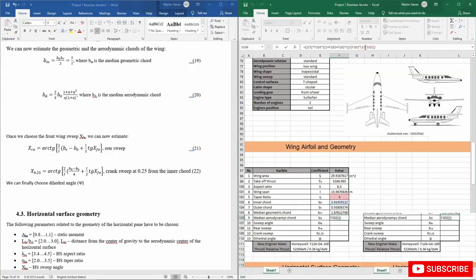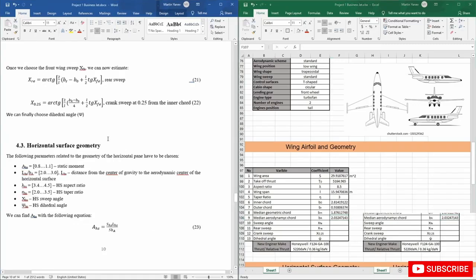And sorry, I made a mistake here. Here is 1 plus, right? Yeah. And this makes our median aerodynamic chord to be 2.03 meters long. So it is going to be more to the inner part of the wing, which is actually not a surprise. So once we have this, we can now choose the front wing sweep.